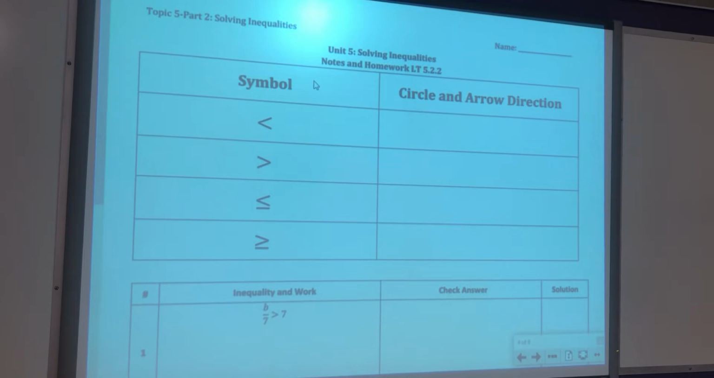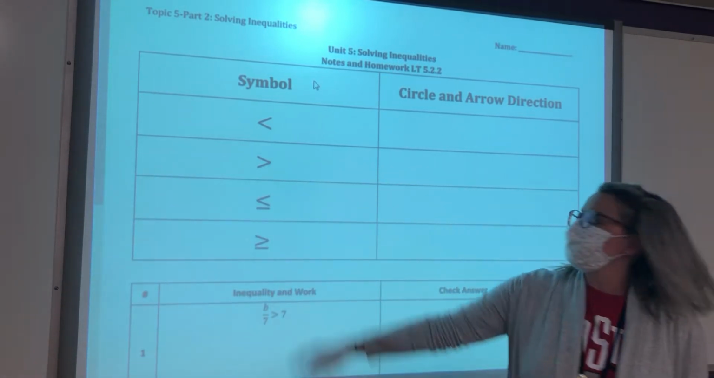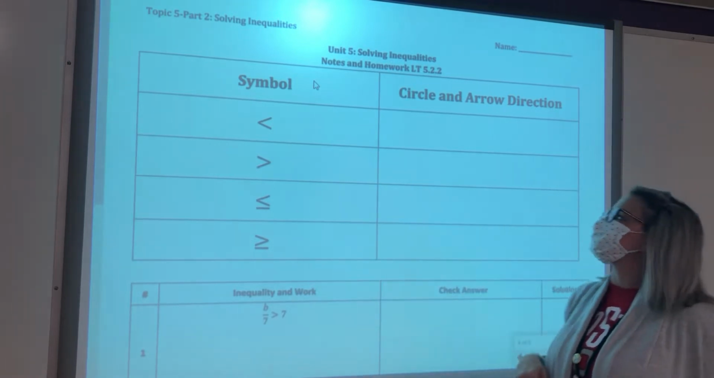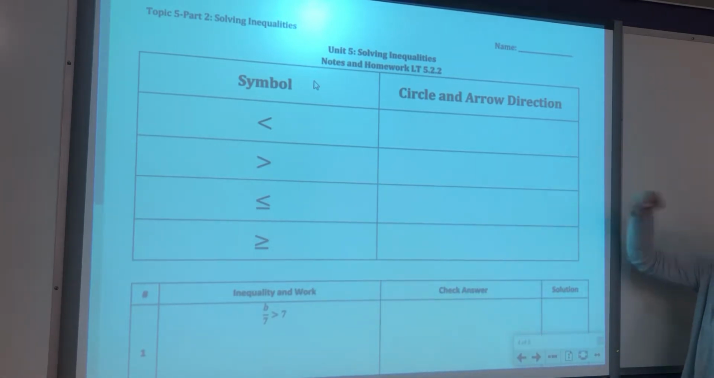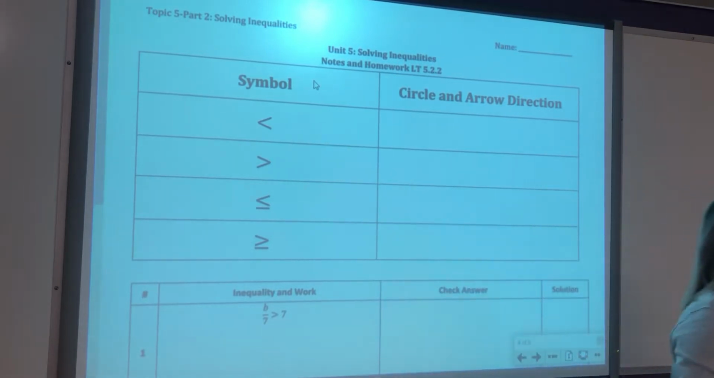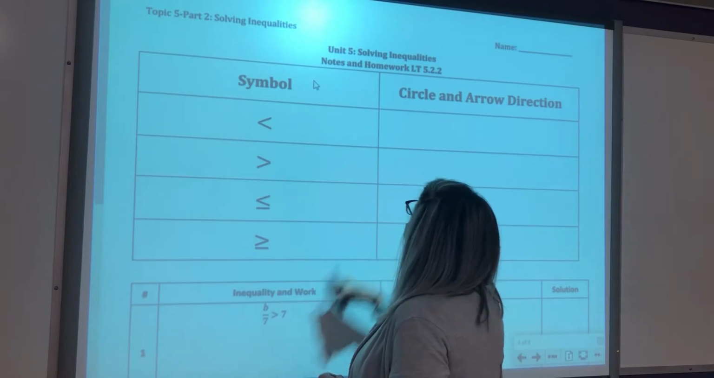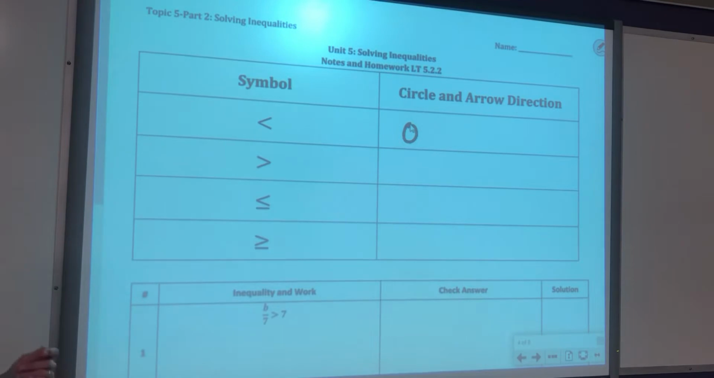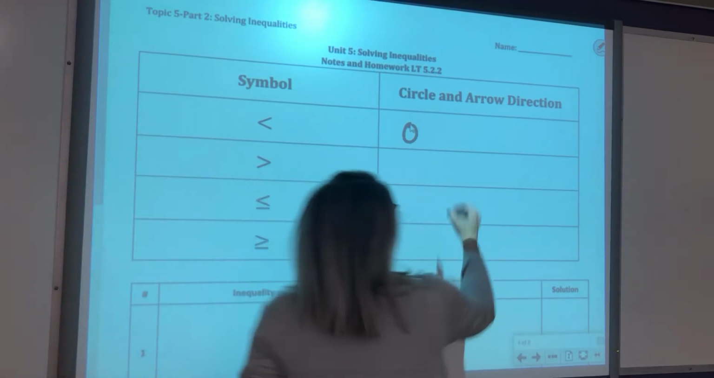Okay, so our target for today is I can solve and graph one-step inequalities. As a refresher, we have our symbols: less than, greater than, less than or equal to, greater than or equal to. So circle and arrow direction just to help us with the graphing piece. What kind of circle would you use if you had a less than symbol? Tucker? Open. Open, very good. And generally, which way would your arrow point? Zach? This way. Very good.